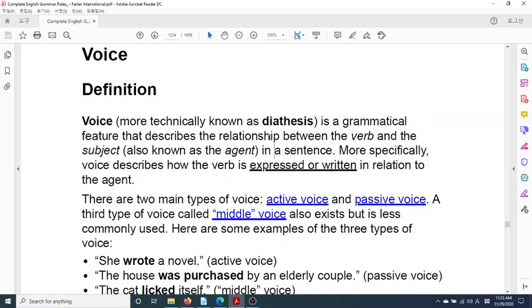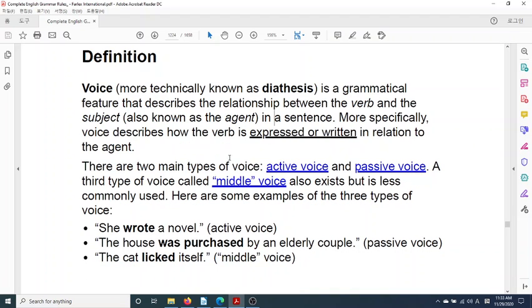So there's actually three different ways you can do this. There's active voice, your normal voice, if you will, regular voice, as it were. Passive voice, which is the unusual or the irregular, if you want to call it that. But also a third type called a middle voice. I'll show you the example, and this one will make more sense.